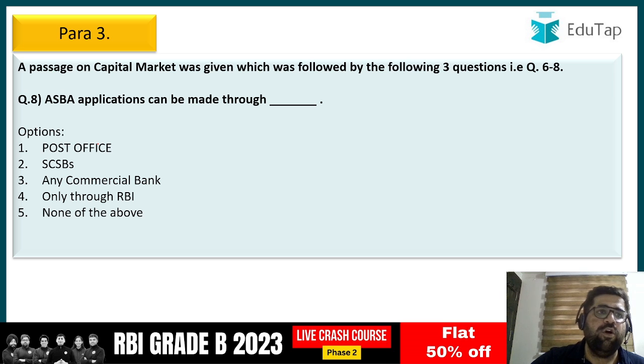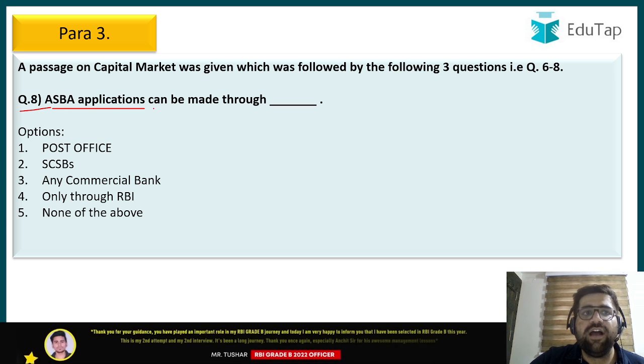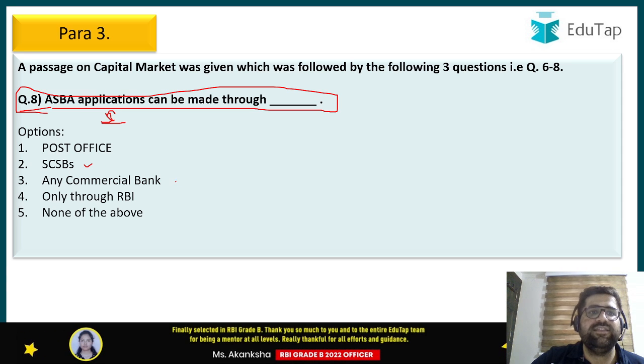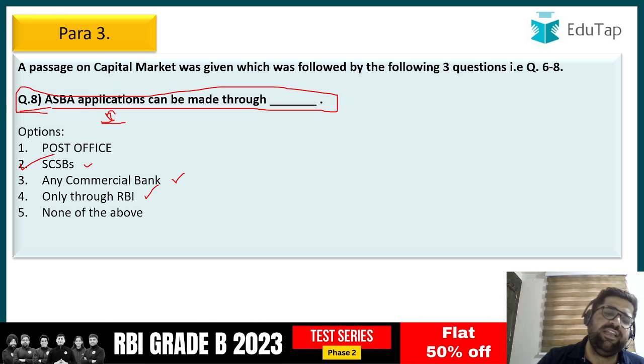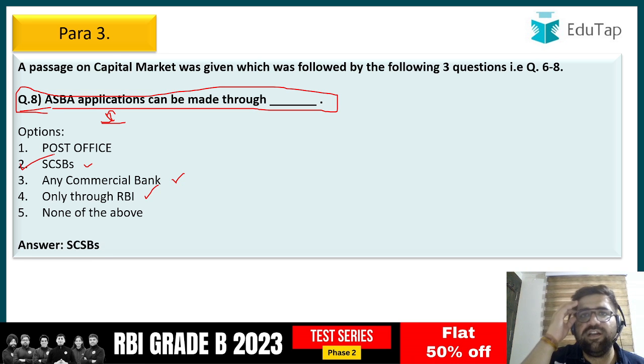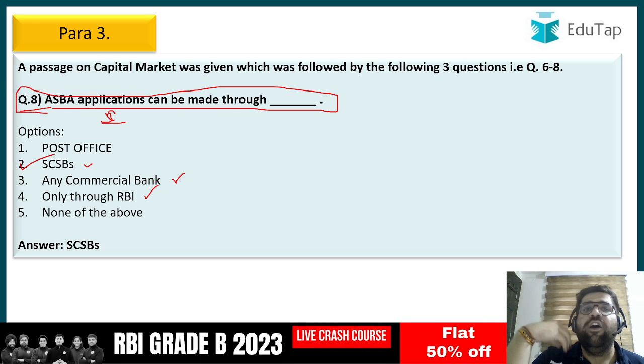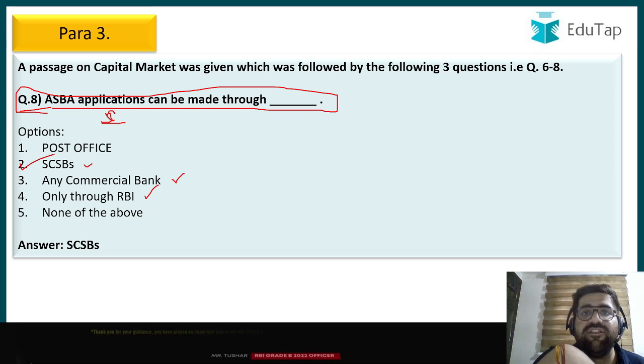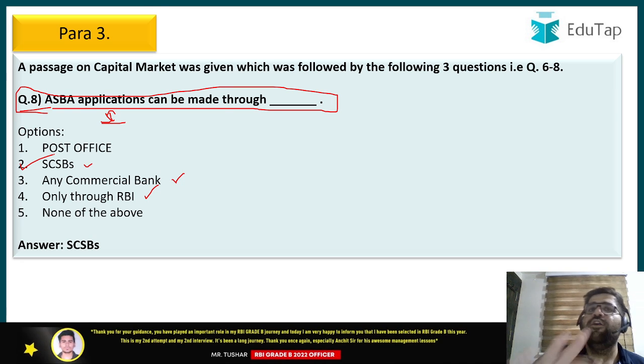Question number 8, sorry. ASBA application can be made through what? Is it through post office? Is it through SCSBs? Is it through any commercial bank, or only through RBI? The correct answer will be SCSBs. These are self-certified syndicate banks, which offer the services of ASBA. Therefore, for those people who are dealing in IPOs and are very active in the share market, this question was very easy.